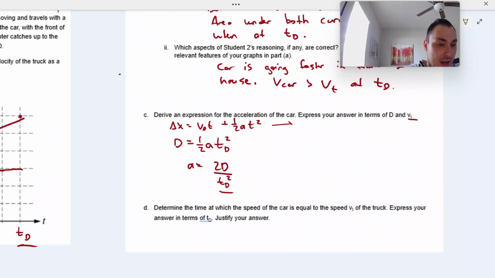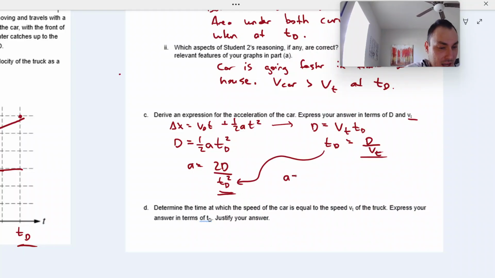Let's use this equation and adapt it to the truck now. The truck traveled the distance of d. The velocity of the truck is vt, and it did that in time td. The truck has no acceleration, so now this term goes away. Let's solve for td. td is equal to d over vt, and the reason we did that is so we can substitute back in td. So we're going to plug that in there, and we get a is equal to 2d over (d over vt) squared.